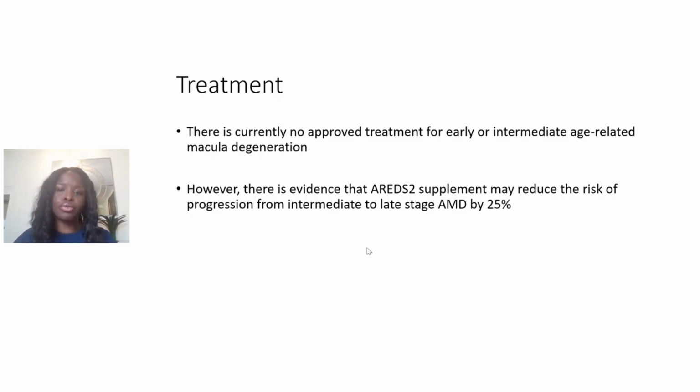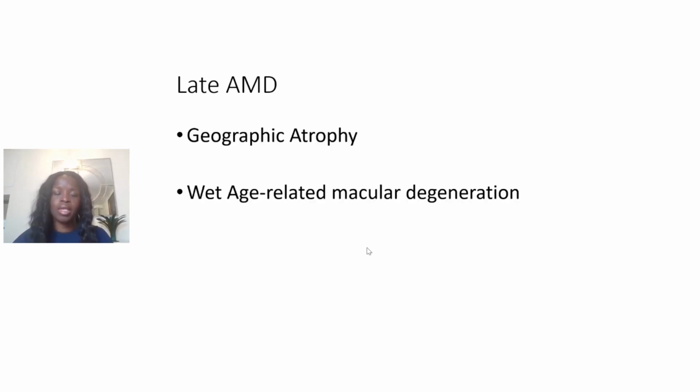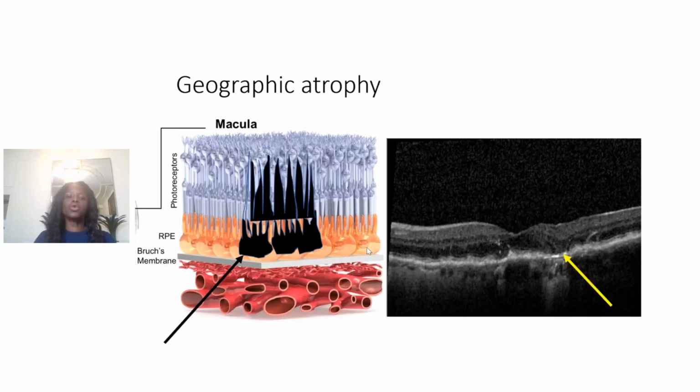And there's currently no approved treatment for early or intermediate age-related macular degeneration. However, there is evidence that AREDS2 supplements, which are essentially multivitamin supplements, may reduce the risk of progressing from intermediate macular degeneration to late stage by about 25%. Now, the late type of age-related macular degeneration is divided into two types: the geographic atrophy and wet age-related macular degeneration. Let's talk about geographic atrophy.